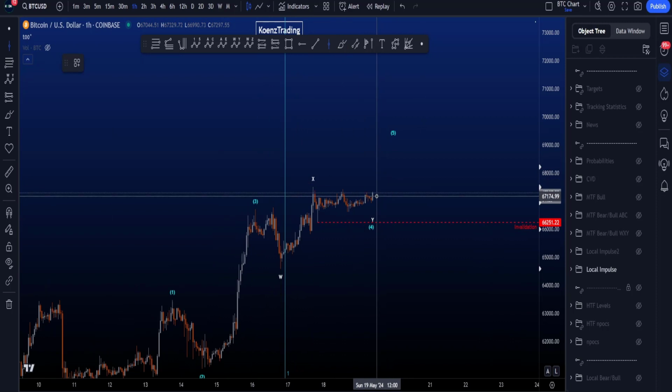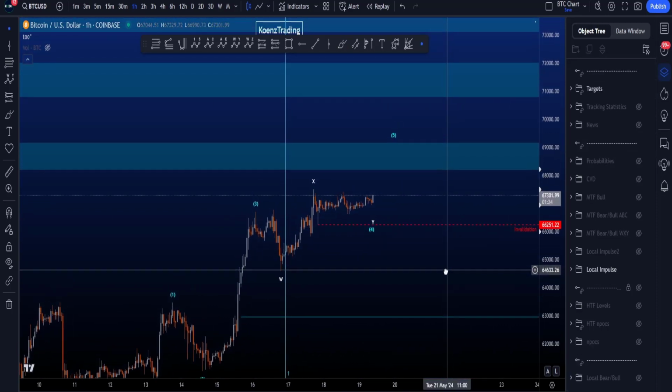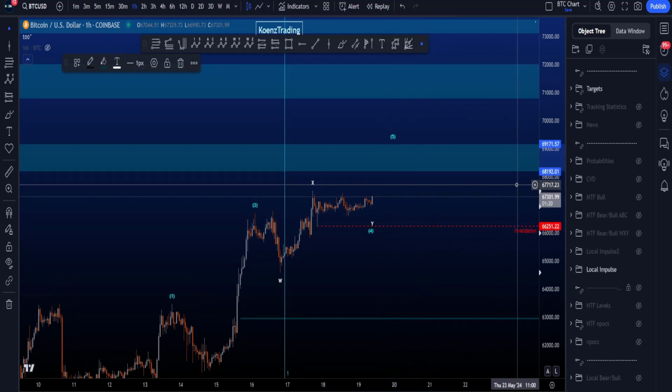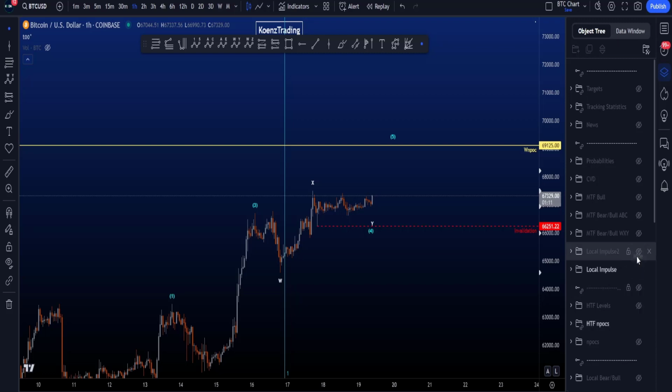Here we are then looking for continuation to the upside in a wave 5, where we do have some resistance to the upside. The blue box here, 68.1k to 69.2k, and the most interesting resistance in that area is the weekly naked point of control at 69.1k.